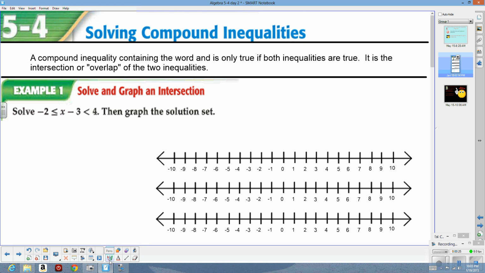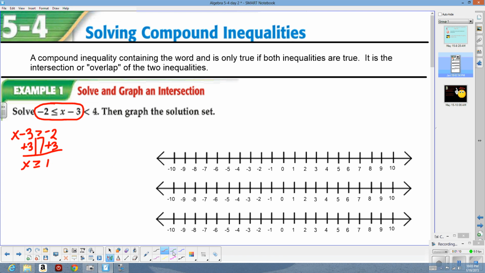In the first example, we're going to take this compound inequality and separate it out into the two inequalities. I'm going to start with this part right here. So I'm going to go ahead and write that one down. X minus 3 is greater than or equal to negative 2. Now to solve it, you would add 3 to both sides. And you get x is greater than or equal to 1.